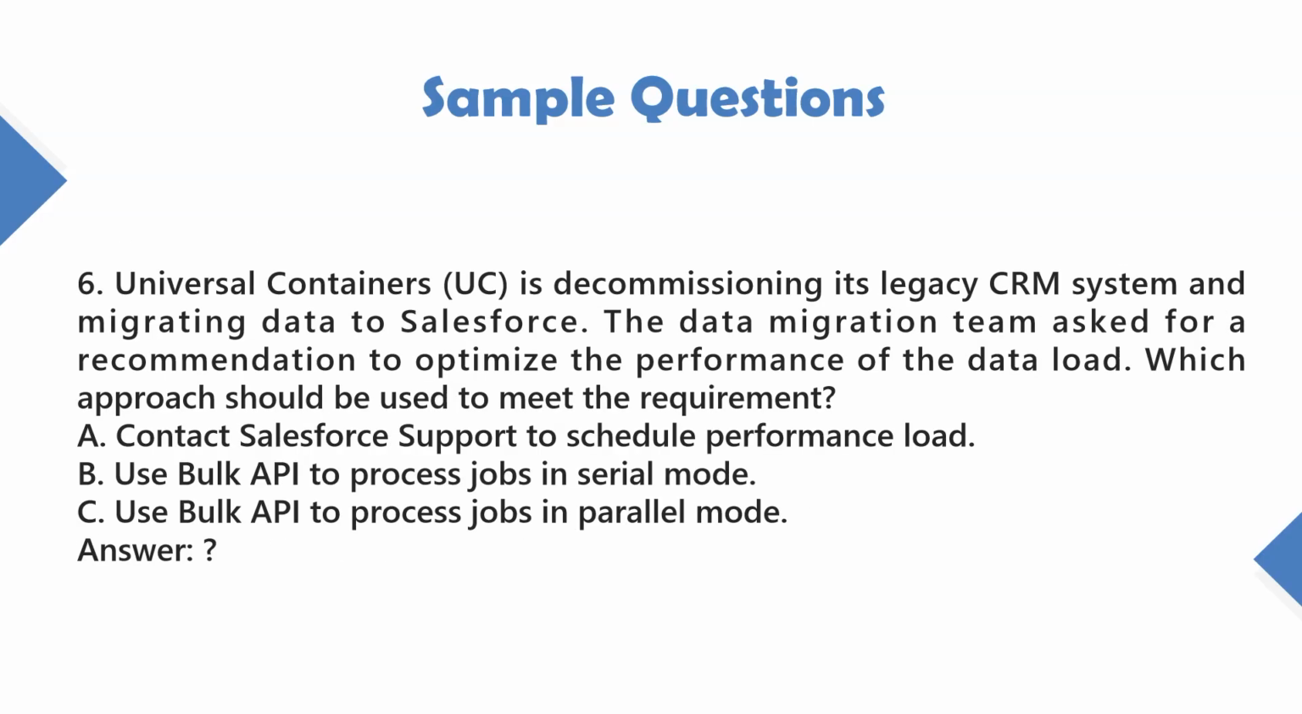6. Universal Containers, UC, is decommissioning its legacy CRM system and migrating data to Salesforce. The data migration team asked for a recommendation to optimize the performance of the data load. Which approach should be used to meet the requirement? A. Contact Salesforce support to schedule performance load. B. Use Bulk API to process jobs in serial mode. C. Use Bulk API to process jobs in parallel mode.